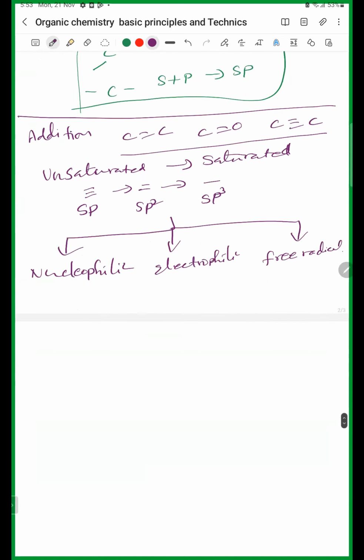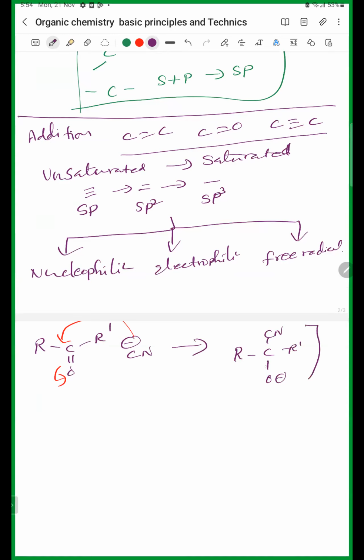First, what does nucleophilic addition mean? Nucleophile means negatively charged. If you have a carbonyl compound and it reacts with CN minus, the CN minus will attack the carbonyl carbon. It goes like that. It gives RCO minus, then CN attacks, and R dash. When you put it in water, it gives R C OH CN R dash. So you get a cyanohydrin. You started with this carbon.